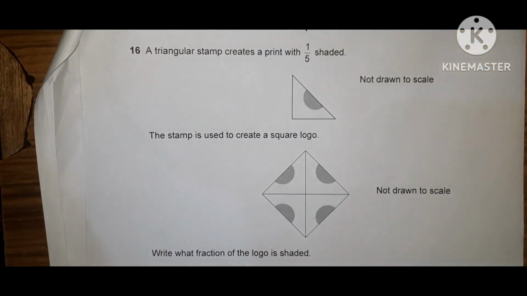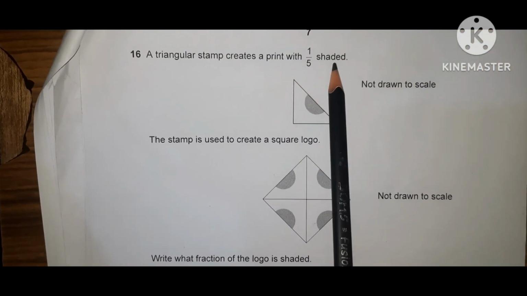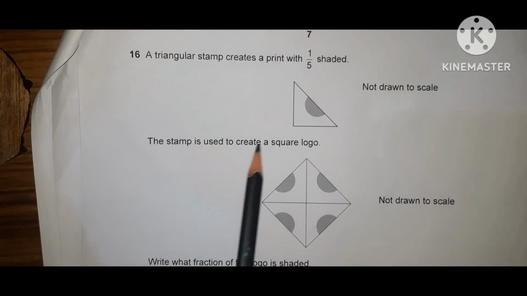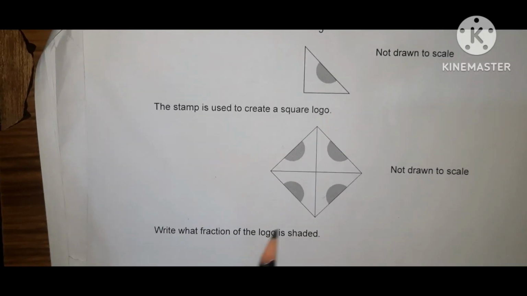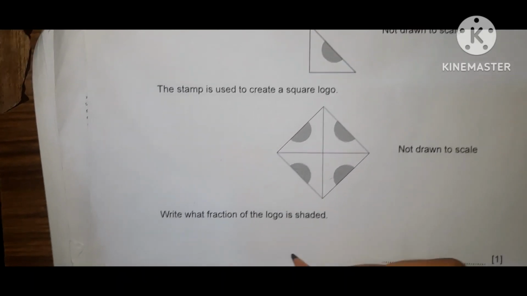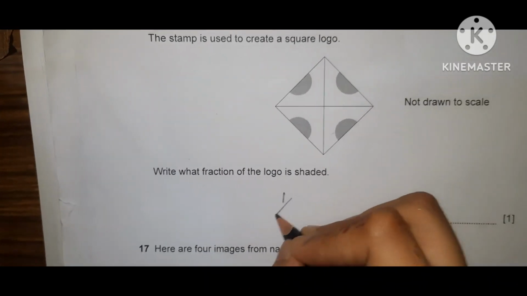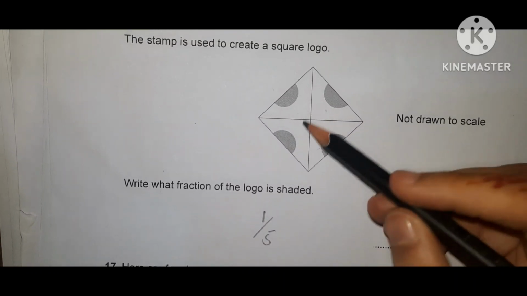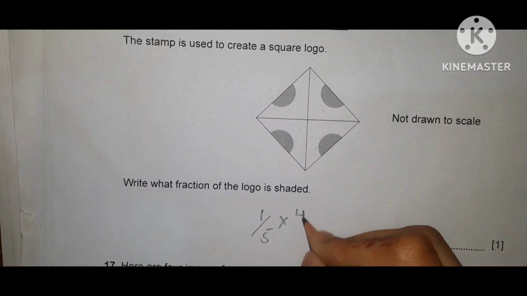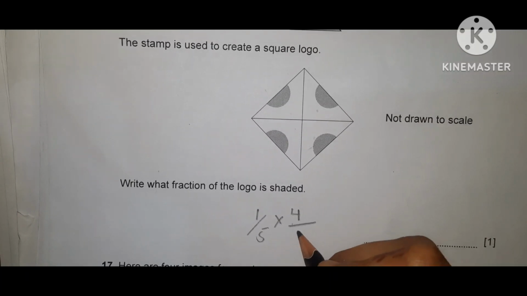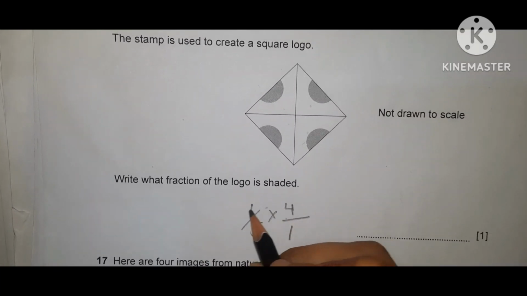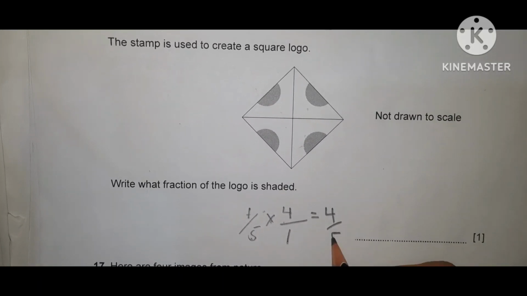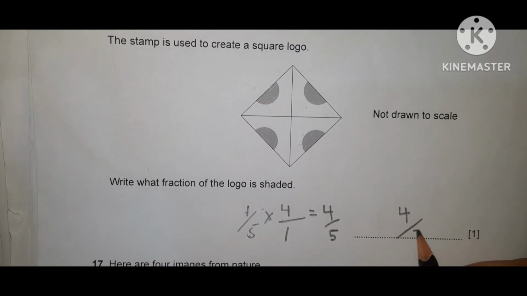A triangular stamp creates a print with 1/5 shaded. Here is the print. The stamp is used to create a square logo. Write the fraction of the logo that is shaded. Now 1/5 was shaded for 1. Now if you check, we've got 1, 2, 3, 4. So we'll multiply this by 4. So if you want, you can write it as 4/1. So 4 times 1 is 4. 5 times 1 is 5. So the answer is 4/5.